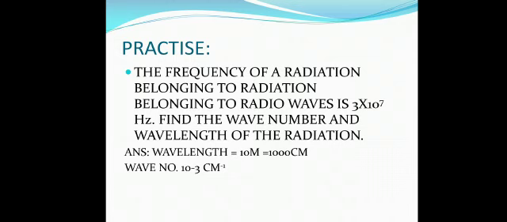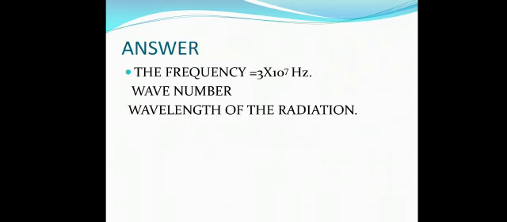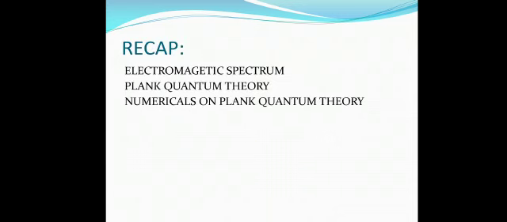The wavelength answer will come out 10 meter or 1000 centimeter, and wave number will come out 10 raised to the power minus 3 centimeter inverse. Try this question. Let us go ahead. This was the answer. So let us recap the things we have discussed today about the electromagnetic spectrum, which was the arrangement of different electromagnetic radiations. Once again repeating: radio waves, microwaves, infrared rays, visible and ultraviolet rays, then X-rays, and last one was gamma rays.